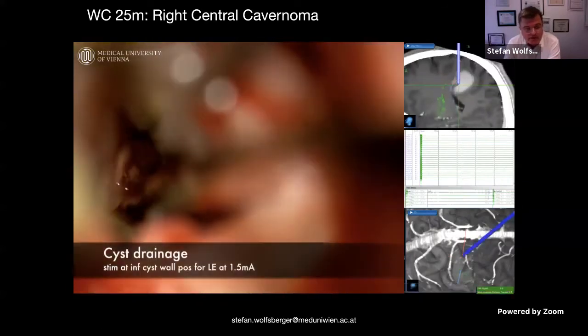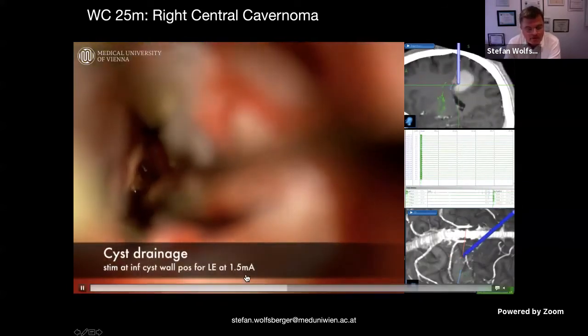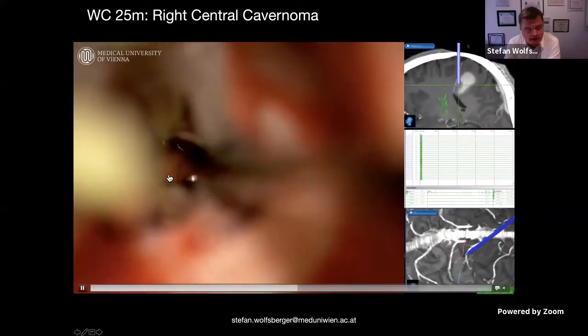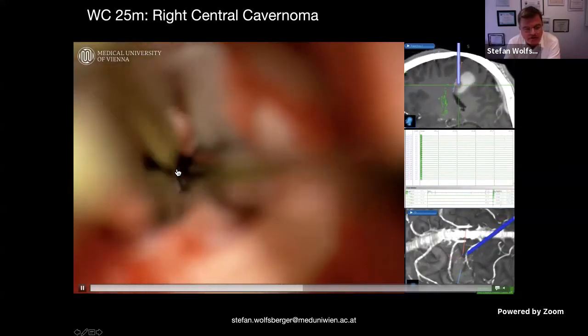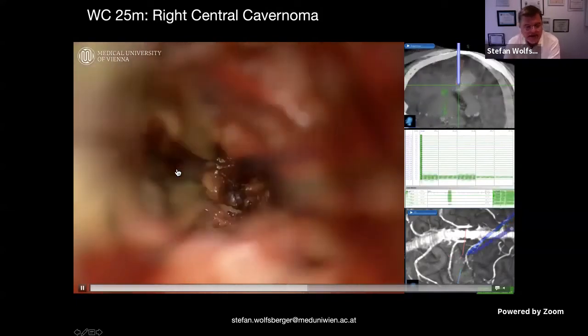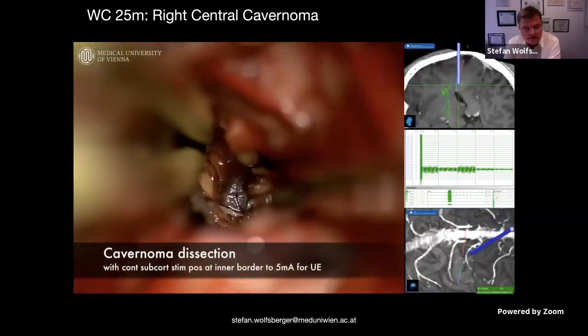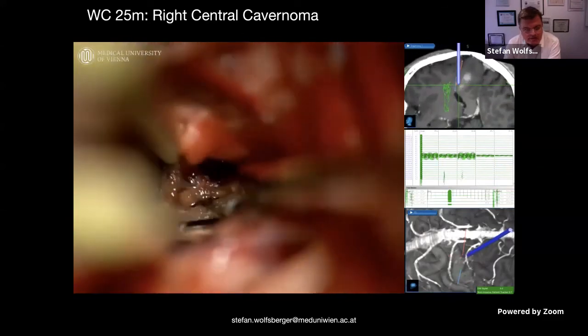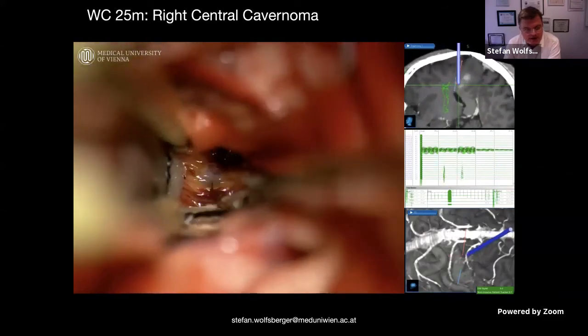Yeah, because we know 1 milliamp corresponds to 1 millimeter, but suddenly we stimulated 1.5 milliamps. So that's very dangerous. 1.5 milliamps is exactly at the tract. Yeah, we know that. So then we carefully dissect the cavernoma and leave the DVA alone. There's quite a big vein inside.